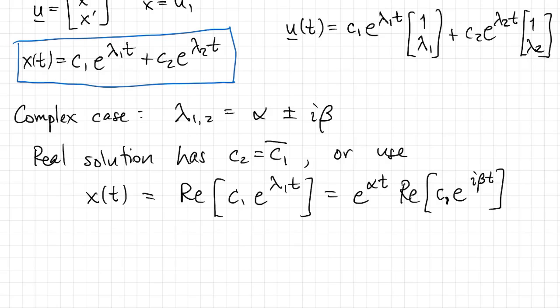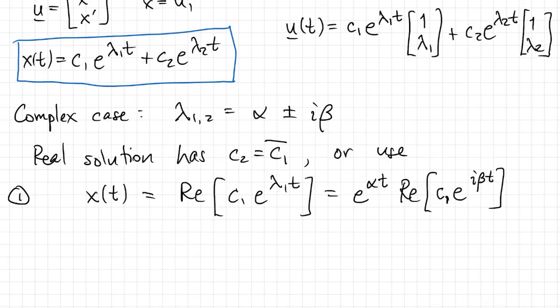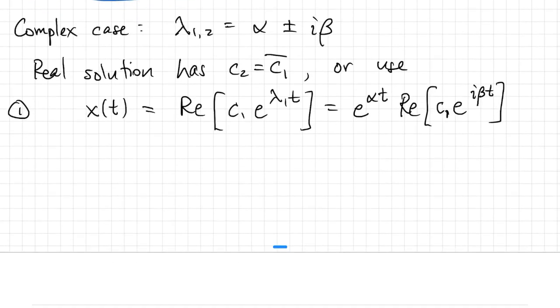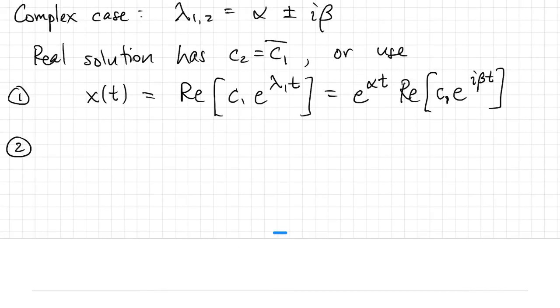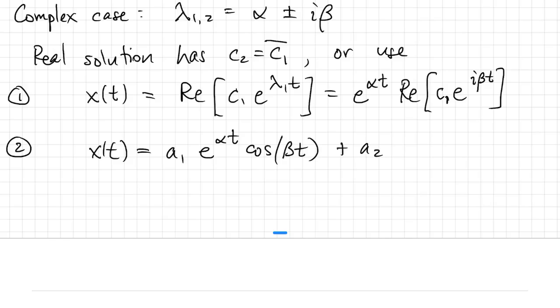We'd have the real and imaginary parts of C1 as arbitrary constants. Equivalently, we can take the real and imaginary parts of e to the lambda t and get two independent real solutions, and we can use those to construct the general solution.